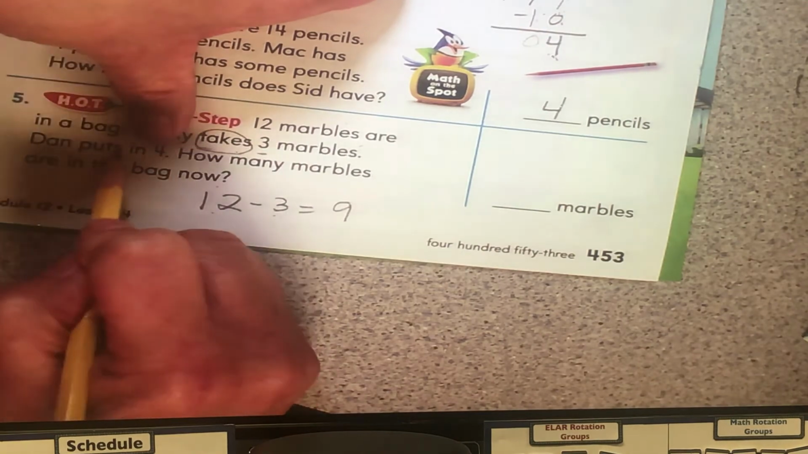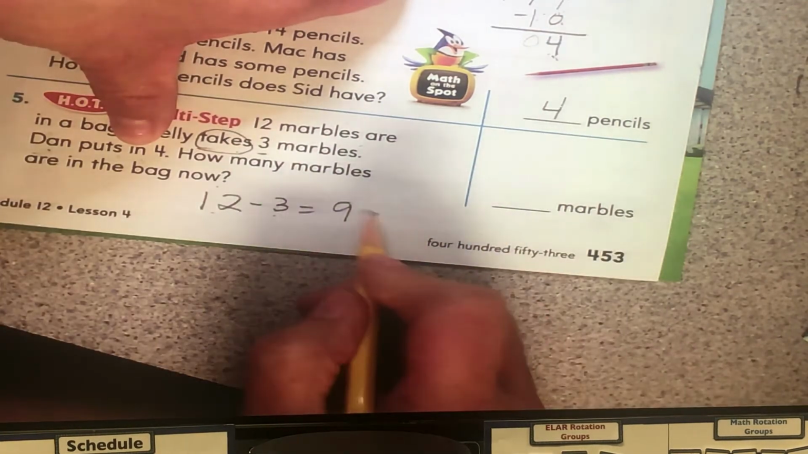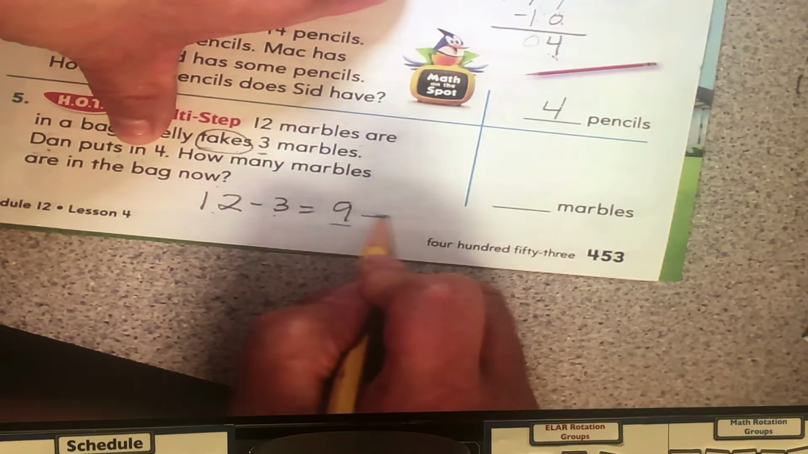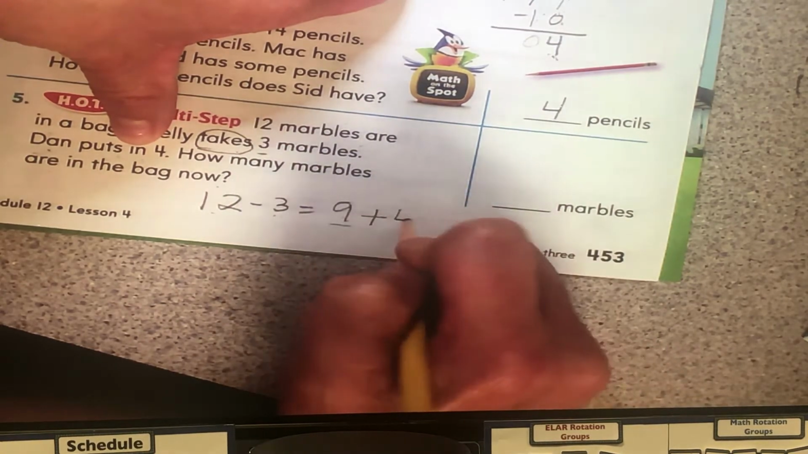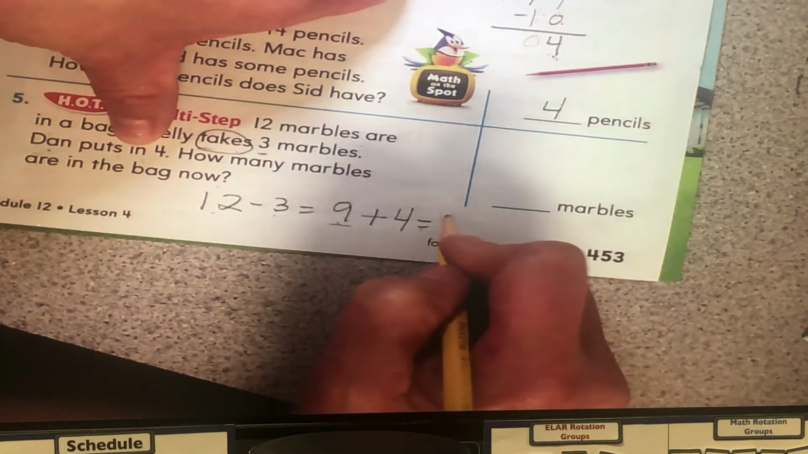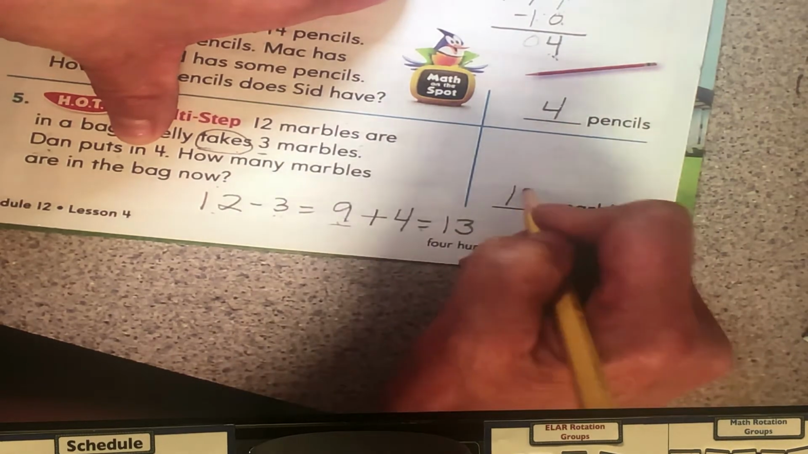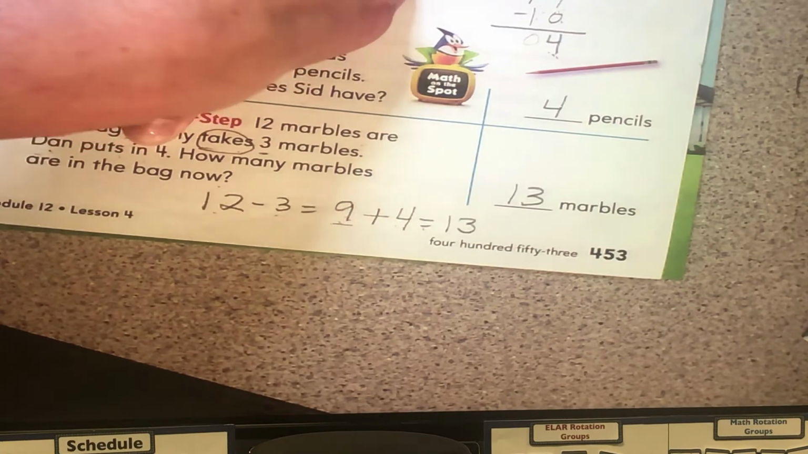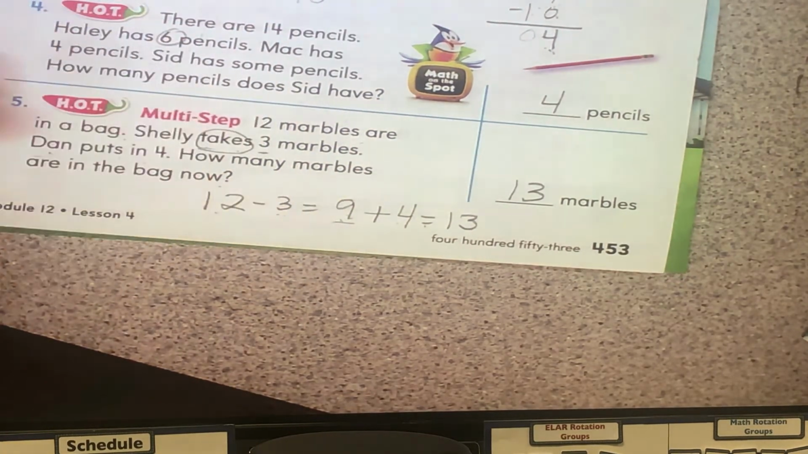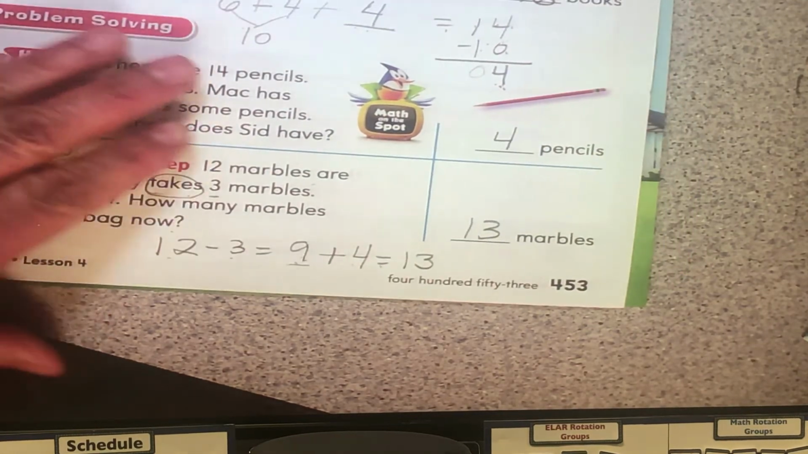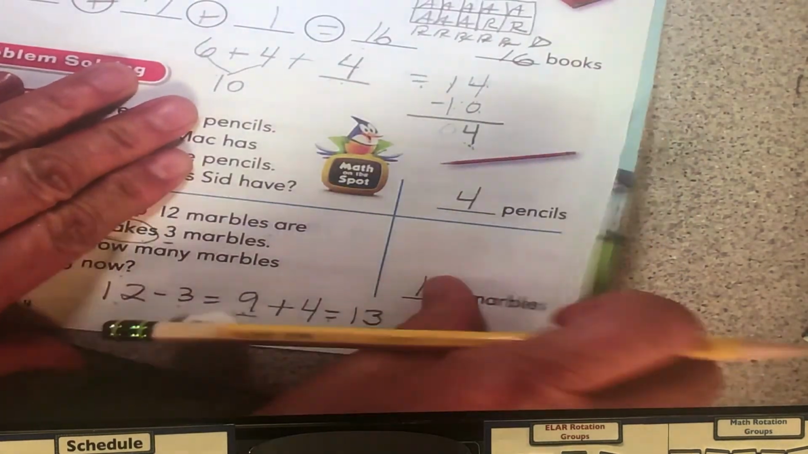And then Dan puts in 4. Well, if he puts in 4, what will you do next with this? You have 9 and you're going to put in 4. You're going to add. That's going to make it more. So then you'll have 9 plus 4 equals what? 13 marbles. 13 marbles. I hope you know your addition facts. Otherwise, it's going to take you a while to have to count all that out. So if you don't know them, again, practice, practice, practice. Make you some flashcards if you need to. And the last page.